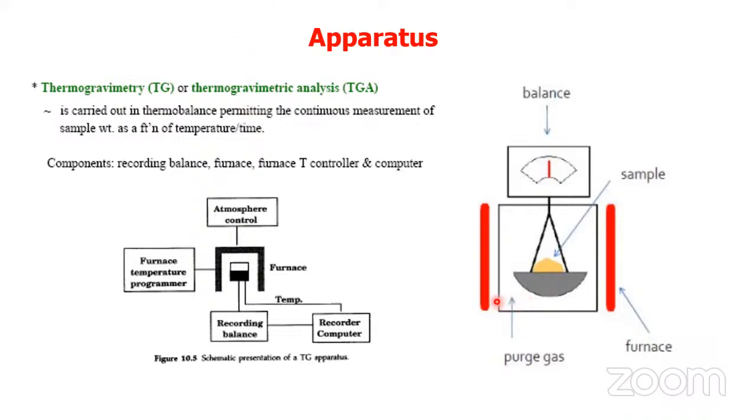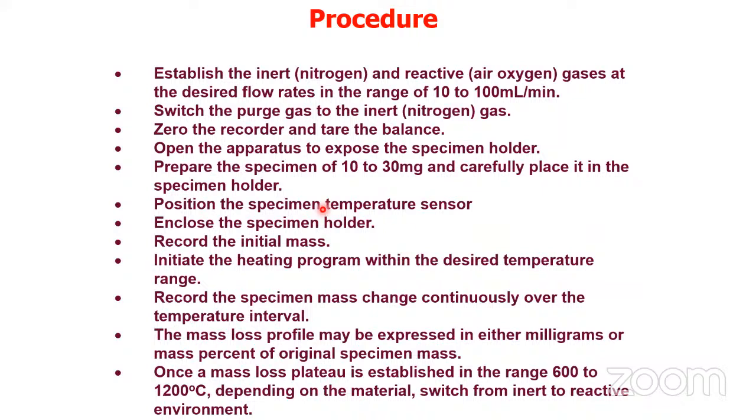After increasing the temperature, your polymer starts to lose weight. That weight loss is recorded as the temperature increases. So this is carried out in a thermobalance, permitting the continuous measurement of sample weight as a function of temperature and time. These are nothing but the simple working principle of thermogravimetric analysis or TGA. So what is the procedure over here? As I have explained in short, we will see the procedure for it.